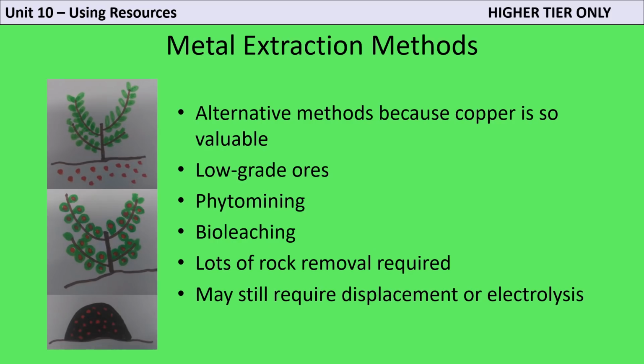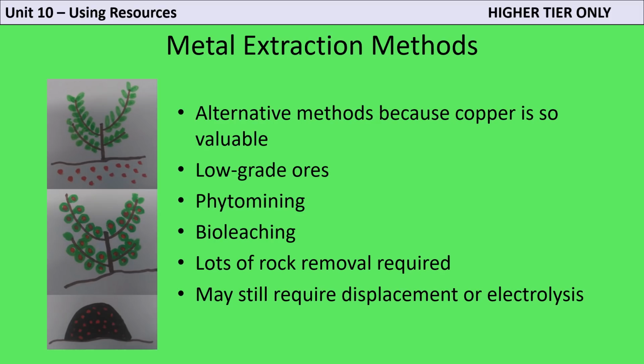If you're sitting higher tier, you need to be able to describe two novel methods of metal extraction, which are increasingly being used to extract copper, because the supply is running out but demand is increasing, so the price is going through the roof. These can both be used on low-grade ores which contain less than 1% of copper. In phytomining, plants called hyperaccumulators are grown on the low-grade ore, and they absorb the copper into their leaves and stems, and then the plants are burned, leaving ash. The copper can then be extracted from the copper compounds in the ash by using displacement or electrolysis.